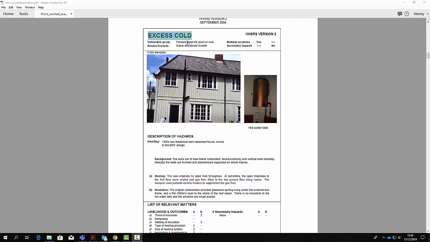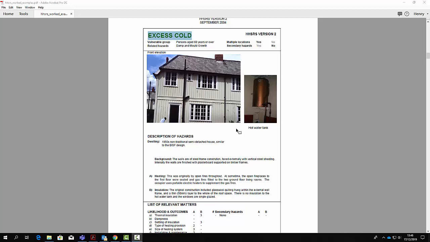So the vulnerable group for this is persons aged 60 years or over. So what we're saying here is that the people that are most likely to be affected, and they always define the vulnerable group by age, mostly due to the fact that that's the way the evidence is. It's a nice clean line you can draw in the evidence. So they're saying that anybody that's aged 60 years or over has a greater risk of health from excess cold than the rest of the population.